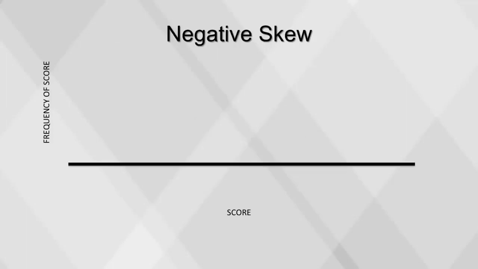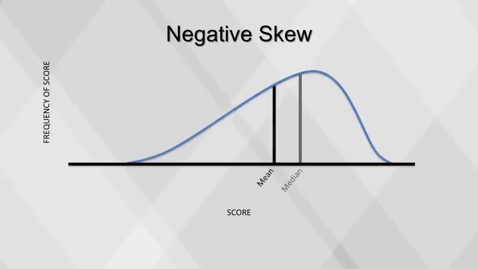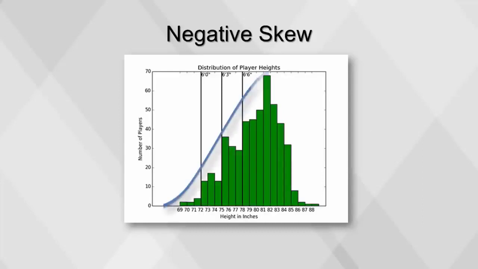For a negatively skewed distribution, the left tail is longer, and the mean is less than the median. This is due to the occurrence of outliers at the lower end of the distribution, away from the most frequently occurring values. A good example of this is the height of NBA players. Since taller basketball players have an advantage, the majority of NBA players are very tall.